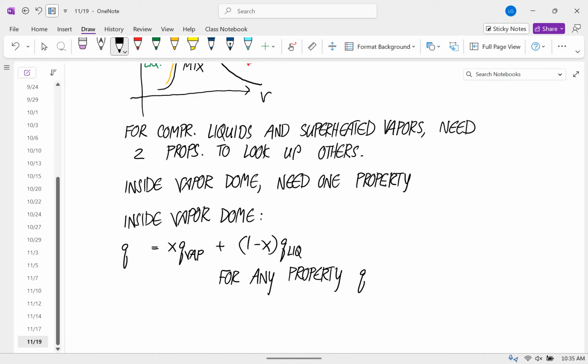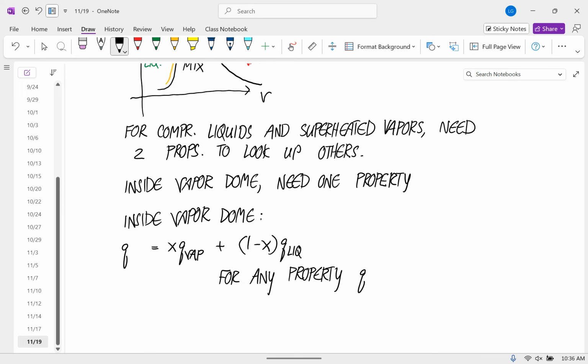X is the quality, so at a single state, that is the fraction of the material that is a vapor. So if you're at a saturated mixture, it's the mass that's vapor divided by the total mass. If you have completely a saturated liquid, then the quality is 0. And if you have a saturated vapor, the quality is 1. If it's not inside the vapor dome, quality doesn't mean anything.